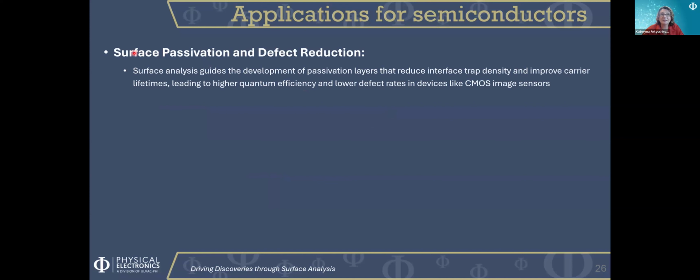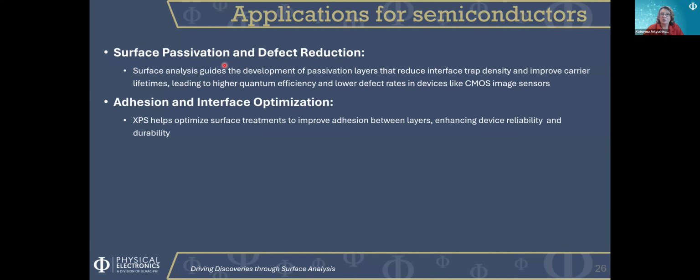The first one is defect reduction and surface passivation. Passivated layers are really what reduces the trap density, and that would cause an increase in quantum efficiency and lower defect rates in devices such as, for example, image sensors. Of course, with surface analysis, we can see whether the passivation layers are homogeneous, what their thickness is, and relate that to performance.